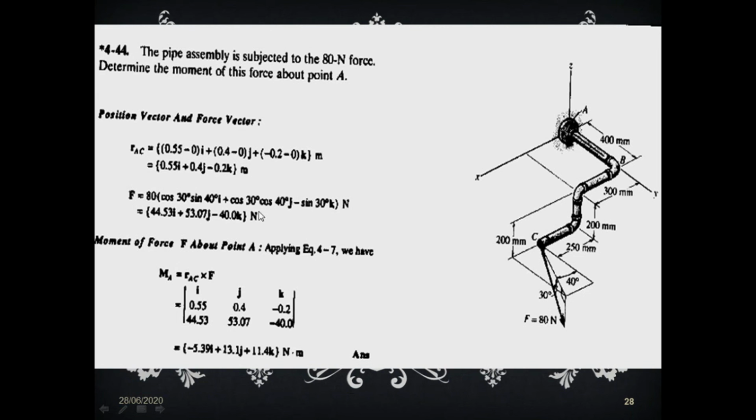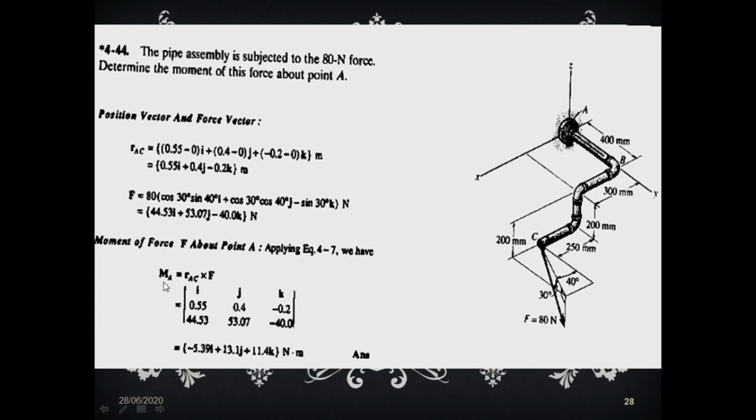So we have calculated RAC, because this is A and this is C. We take the position vector RAC, and this force, which was given as a scalar. Because we need a determinant in ijk, we transform the 80 Newton force into its Cartesian form, 44.53i plus 53.07j minus 40.0k. So RAC cross F is there for us.